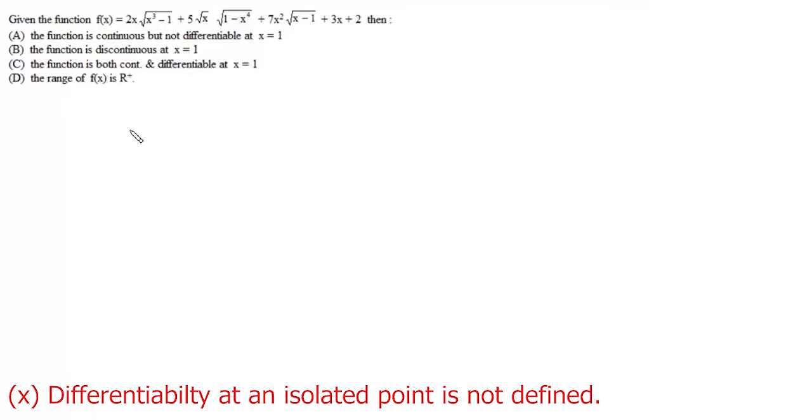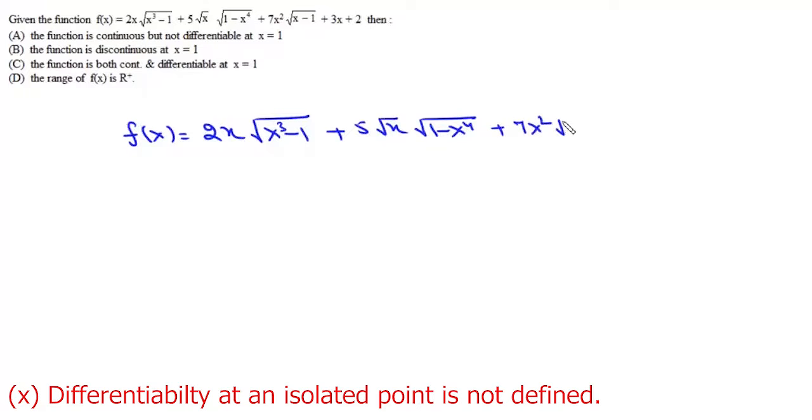Now here the question is, we are given this function f(x) which is 2x into under root of x cube minus 1 plus 5 under root of x into under root of 1 minus x to the power 4 plus 7x square into under root of x minus 1 plus 3x plus 2. And we need to find its continuity and differentiability at x equals 1.